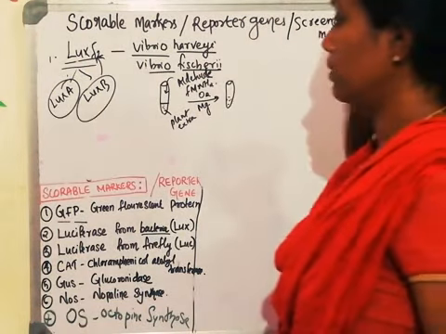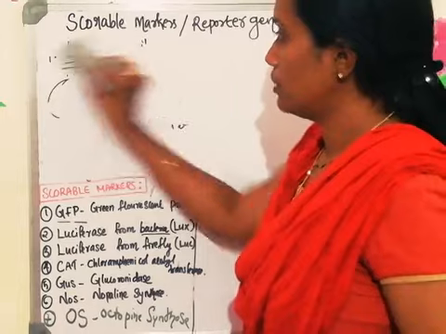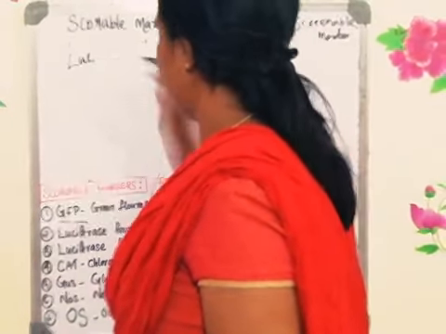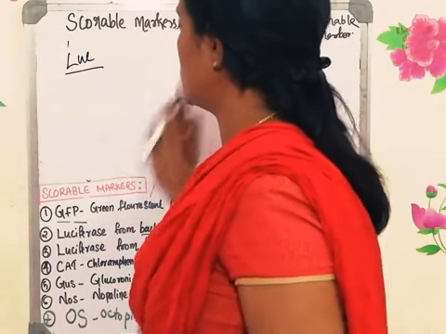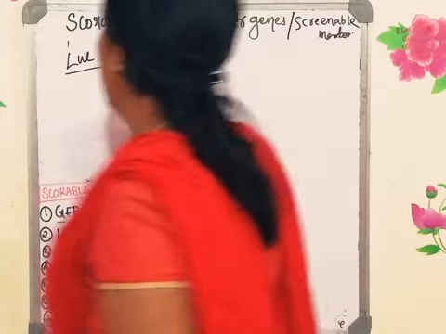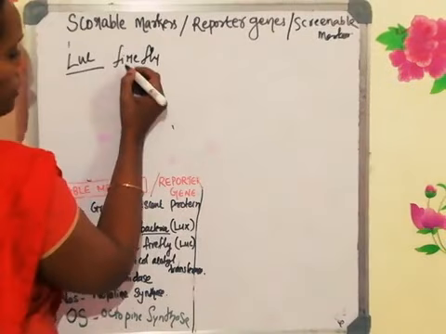So clear? I think all of you are clear with that. Next, what we are going to see is luciferase isolated from the firefly, which is called LUC. This is from the firefly. Now, which firefly? It is the North American firefly.